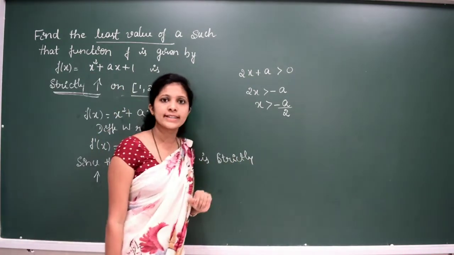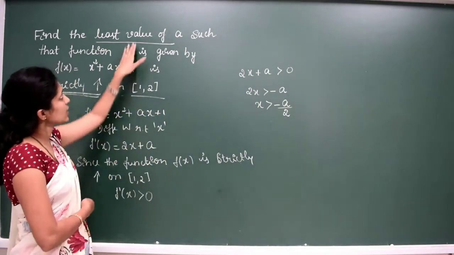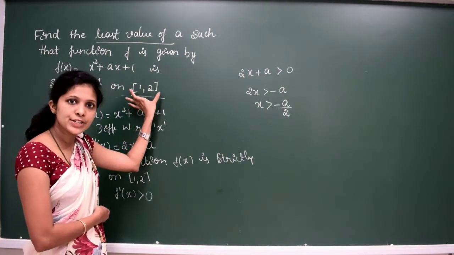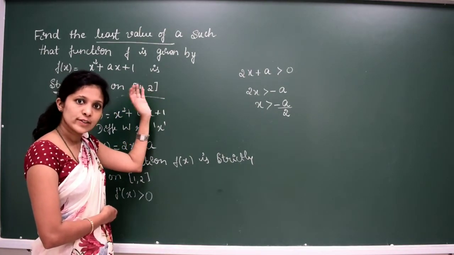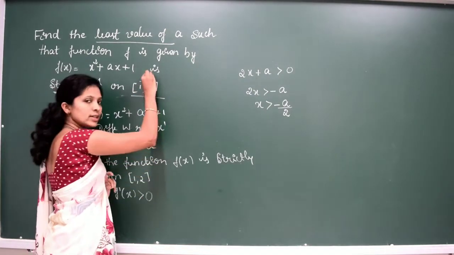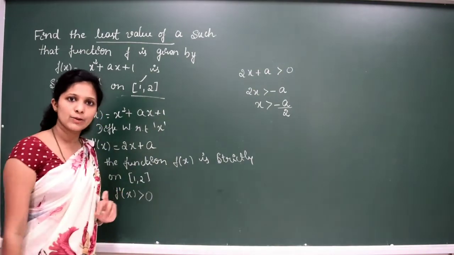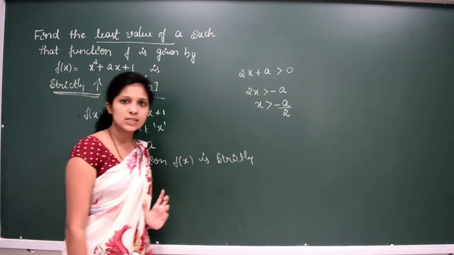Now we have to find the least value of a. Right? You have to find the least value of a. What is the value of x? X is between, it's a domain, it is between 1 to 2. So least value of x will be equal to 1. Right? 1 to 2 is this. So least value of x is 1. So we will substitute the value of x as 1 so that we will get the least value of a.